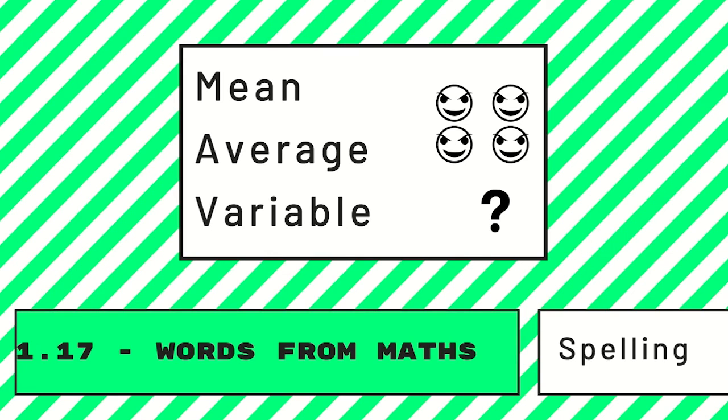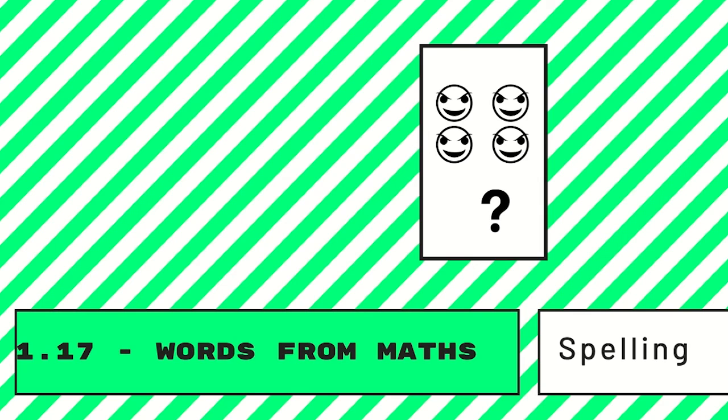So look at them, try and memorise them. If you got all those right the first time, you can relax. Otherwise, if you cover up your first spellings and give it another go. So, mean. Average. And variable.